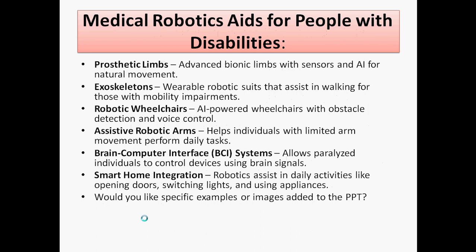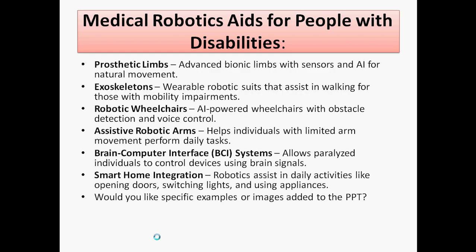Now next we are discussing mobile medical robots with aids for people with disabilities. So different equipment we are using for the disabled person. Firstly, prosthetic limbs: advanced bionic limbs available with sensors and AI, which get natural movements for the system. Then exoskeletons, which are wearable robotic suits that can assist walking for people with mobility impairments.